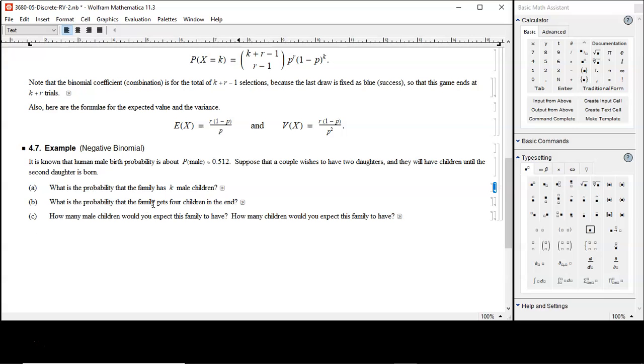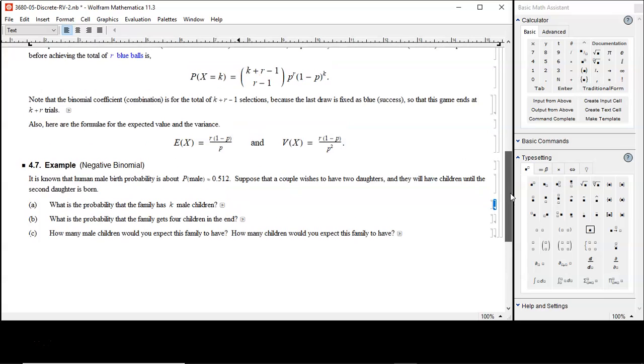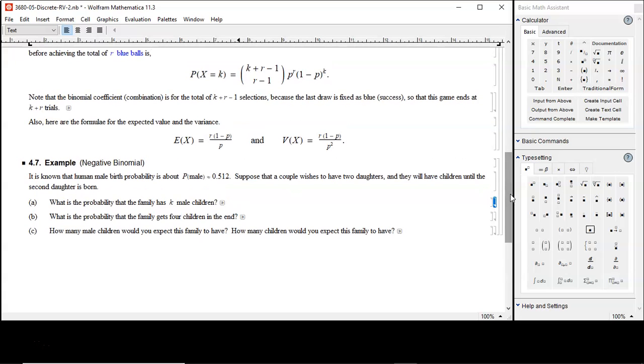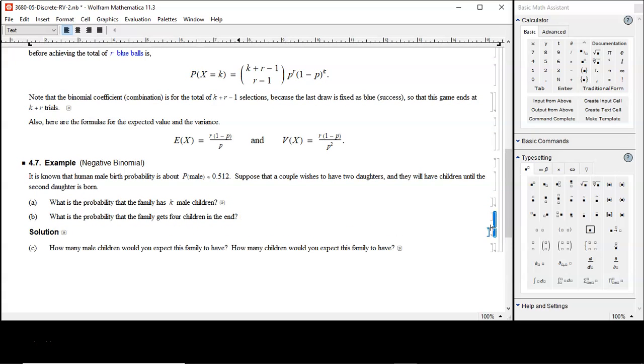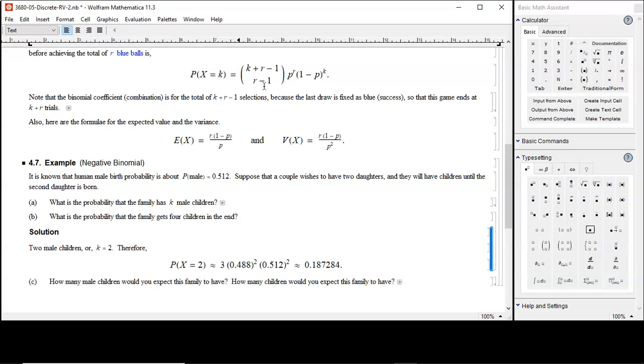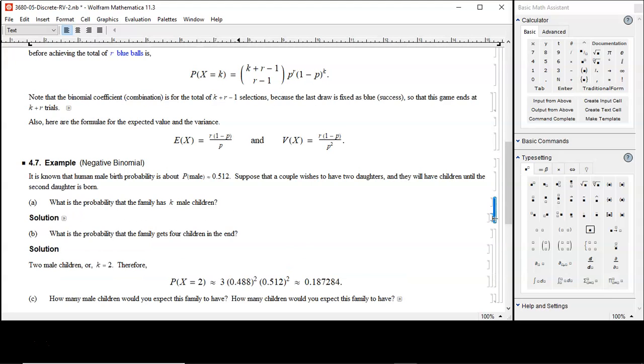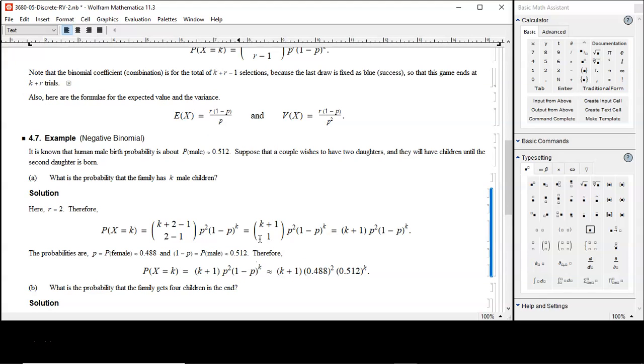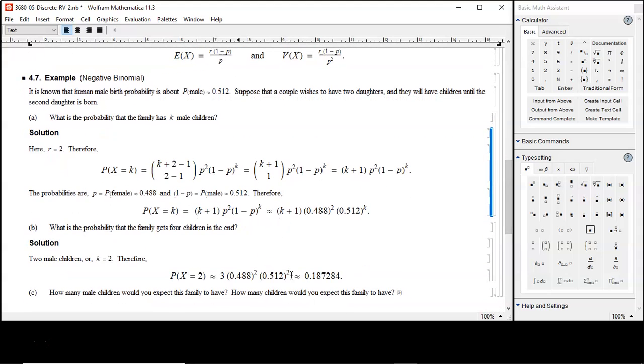What is the probability that the family gets 4 children in the end? So special case, k is equal to 2. So 2 plus 2 is 4. So in this computation, the k value is 2. We have this computation.